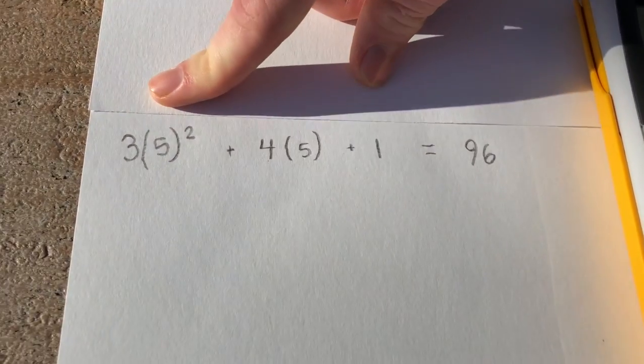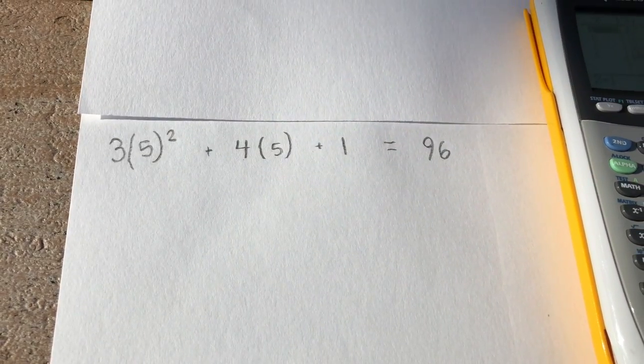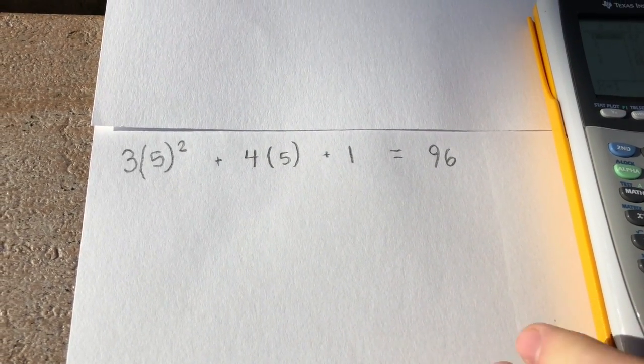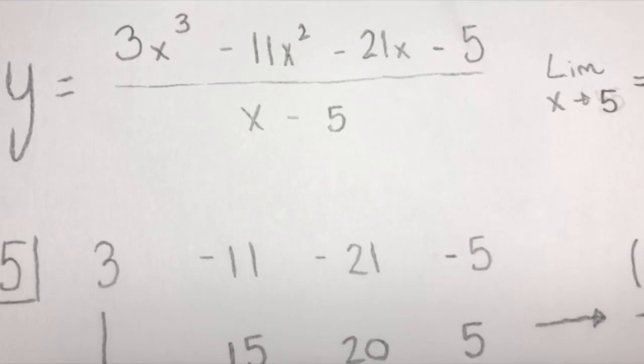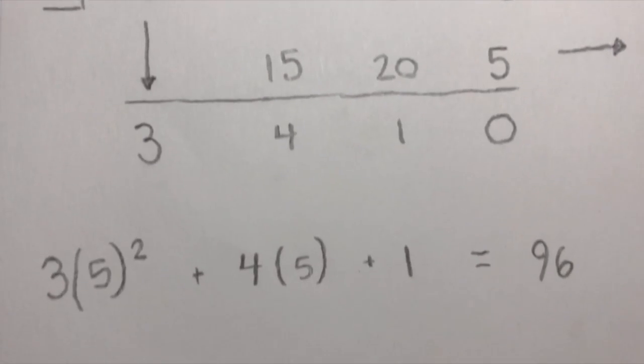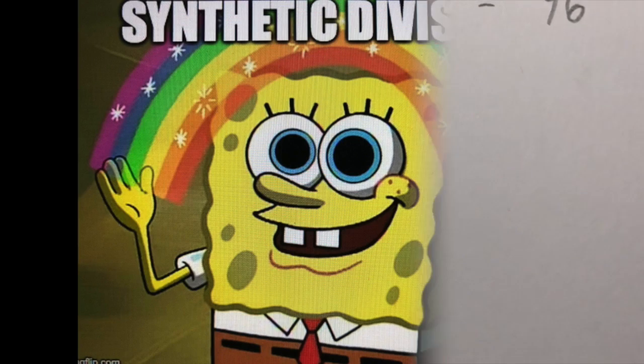That matches up perfectly with our value here. If you plug in 5 for each of the x values in the new equation that we found, you also get 96. As you can see, we have found that the limit of y as x approaches 5 is 96.